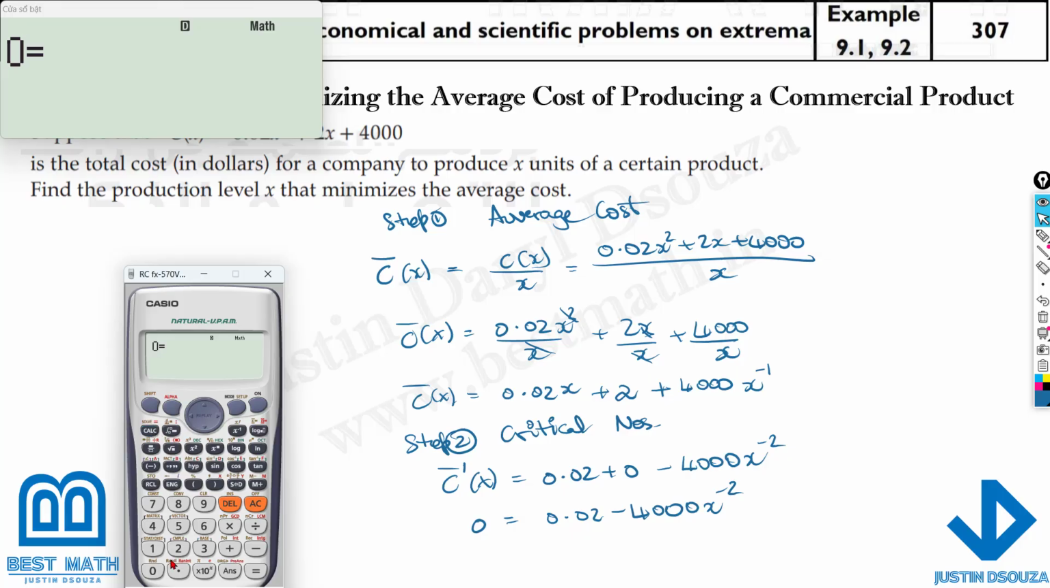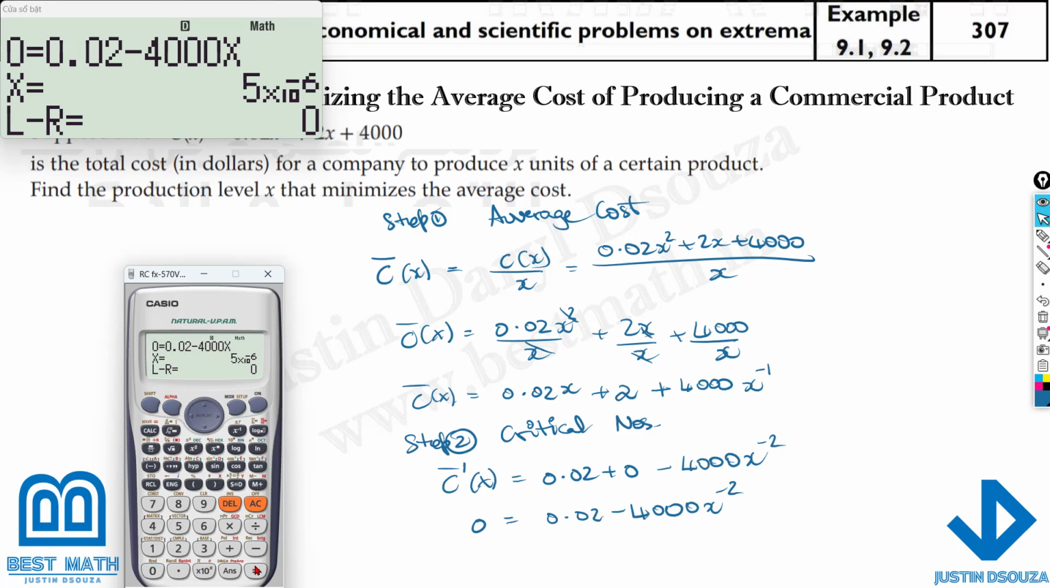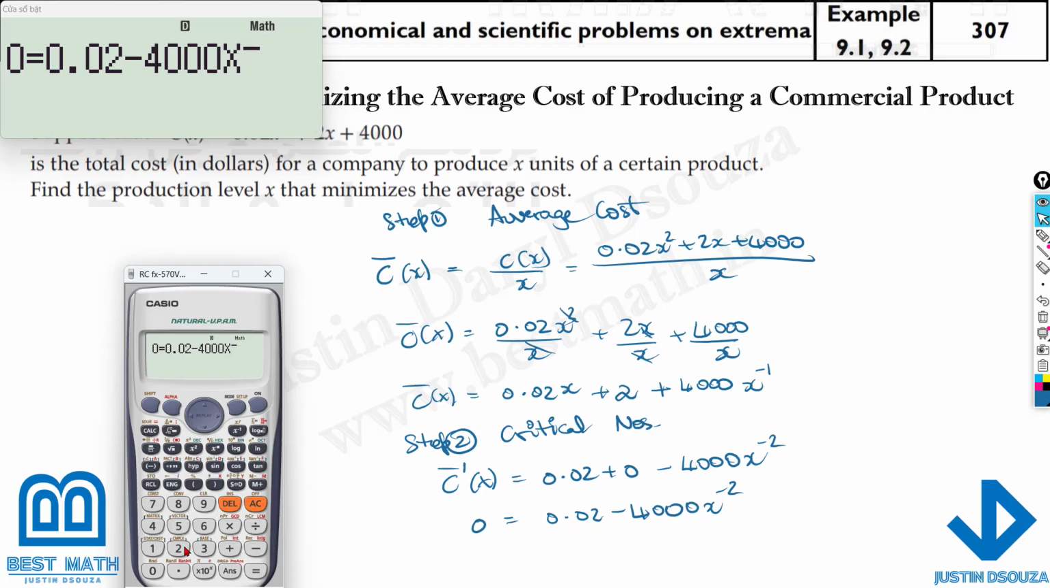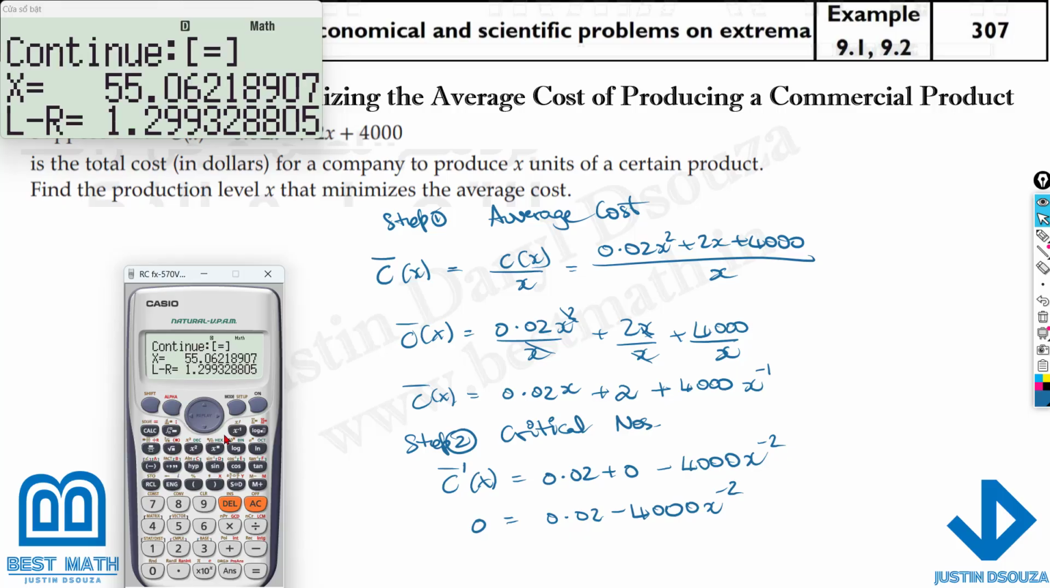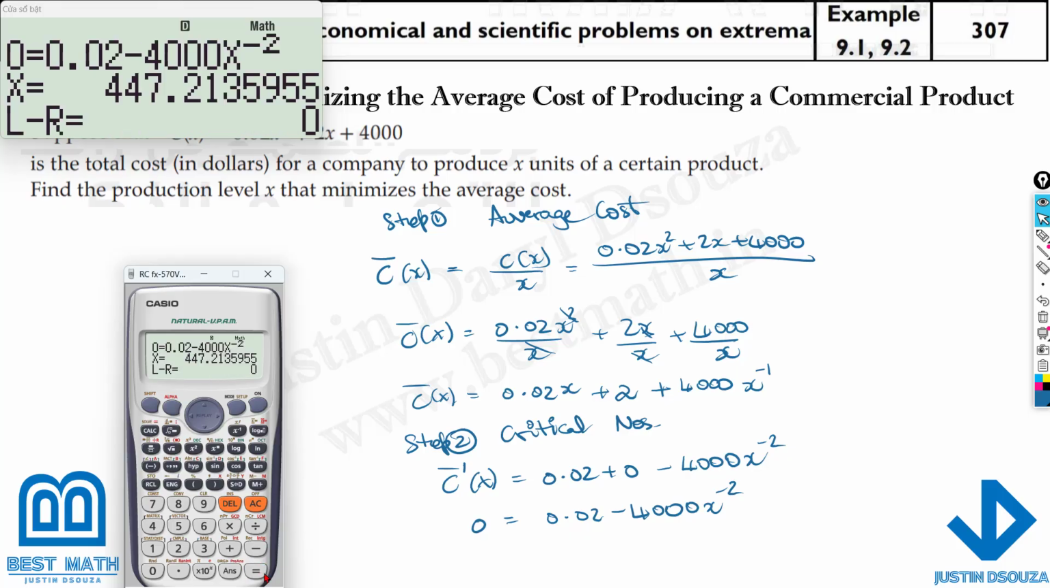0 equals 0.02 minus 4000 x. Shift and solve, and then press equal to. Now it's x power minus 2, which I realize now. Shift and solve, and then press equal to. It'll take some time, and press equal again. Okay, in your calculators it might take much more time, but just be patient. Once you get the answer, press equal to.